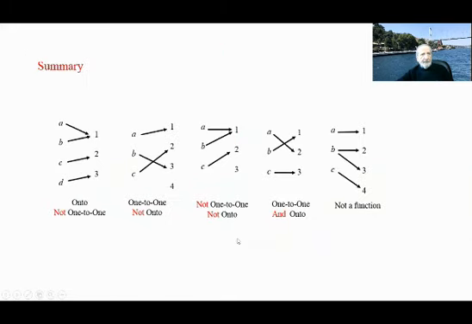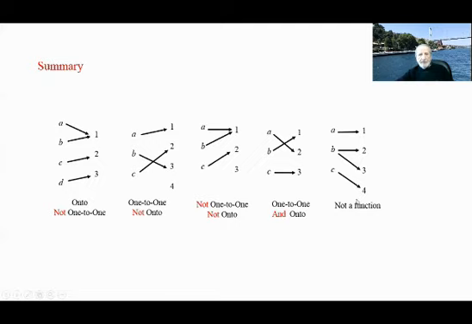Here's a summary of these kinds of functions. This one here is onto, but not one-to-one. See, not one-to-one. These two point to a, and onto. This one here is one-to-one, but not onto, because this is left here. This one here is not one-to-one and not onto. This one is both one-to-one and onto.